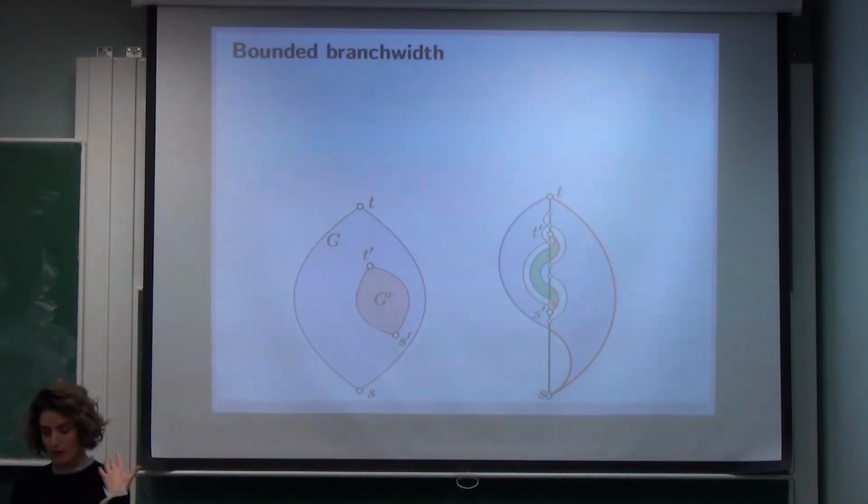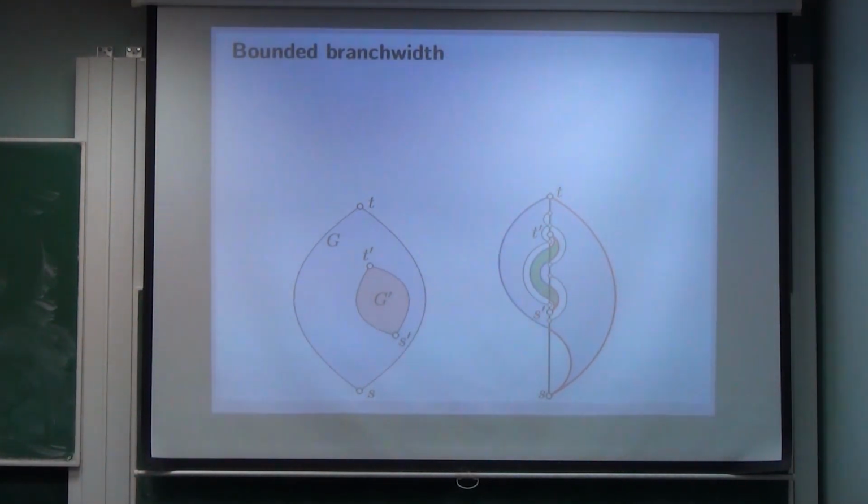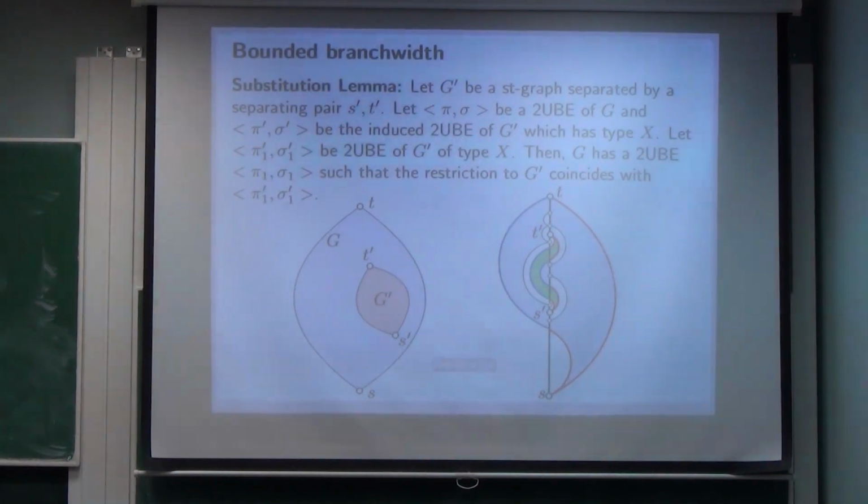Which means that only the type is important. So I don't need to store all the different embeddings to be able to plug the sub-embeddings together, but I need to store just one embedding of each type. So this is the actual substitution lemma. It just says what I have just explained on the picture. I'm not going to read it.